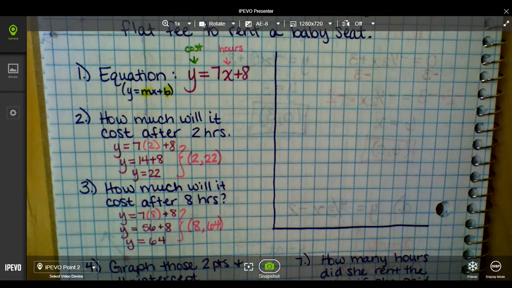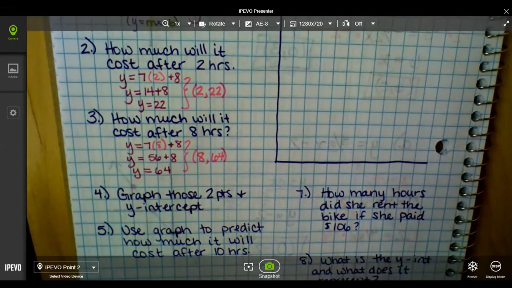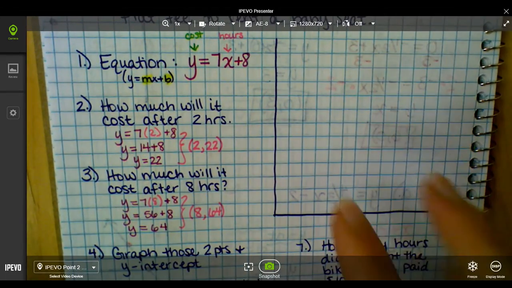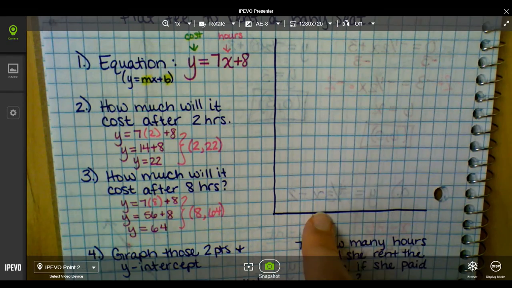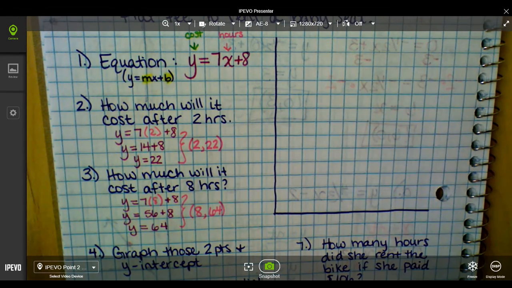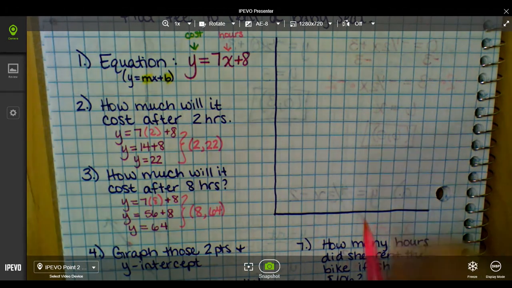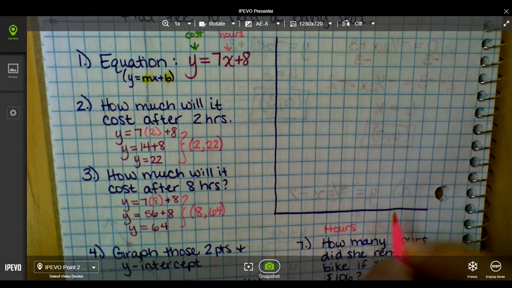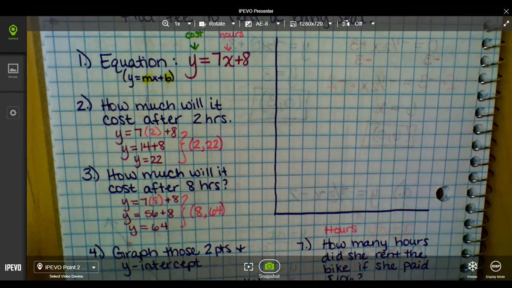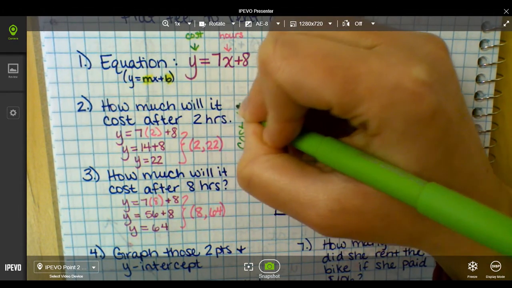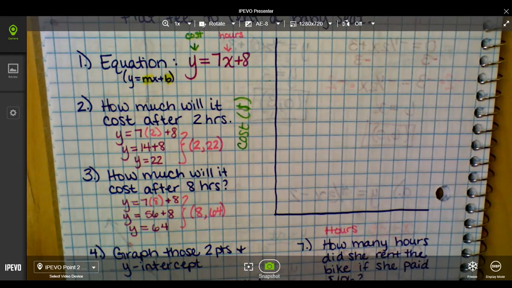Okay, so then step number 4, it says to graph these 2 points and the y-intercept. So notice I have my blank graph over here. I only need the first quadrant because we're not going to have negative anything. We're not going to have negative hours and we're not going to have negative cost. So the first thing that you want to do is label your axes. I know that my x-axis is representing hours. And I know my y-axis is representing cost, and I'm just going to put a dollar sign in the middle there.